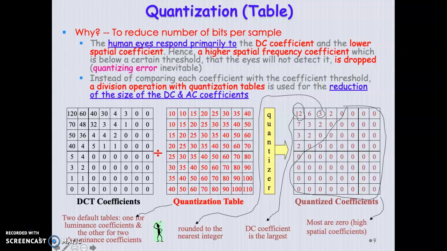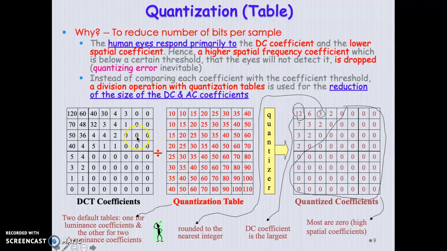Okay, so the next step is quantization, where you will reduce the number of bits per sample. This quantization is done after you do the transformation using DCT. So what you will do is reduce the number of bits, to reduce the size of DC and AC. So you will have the DCT and also the quantization table.